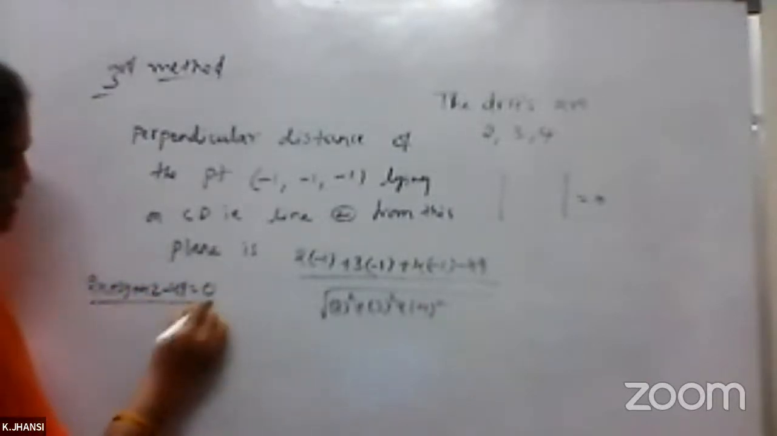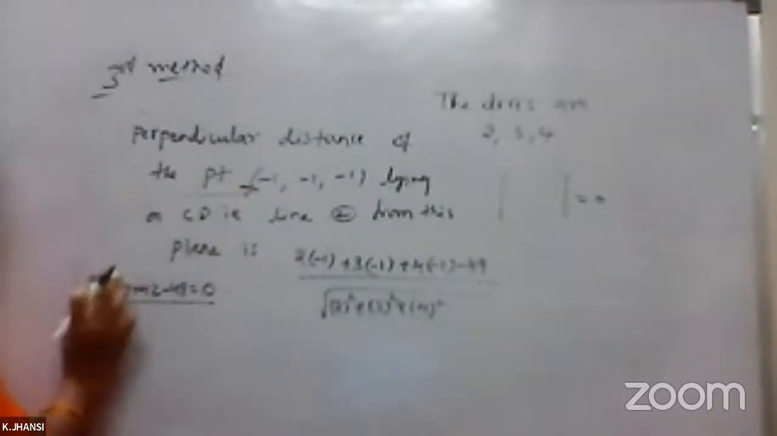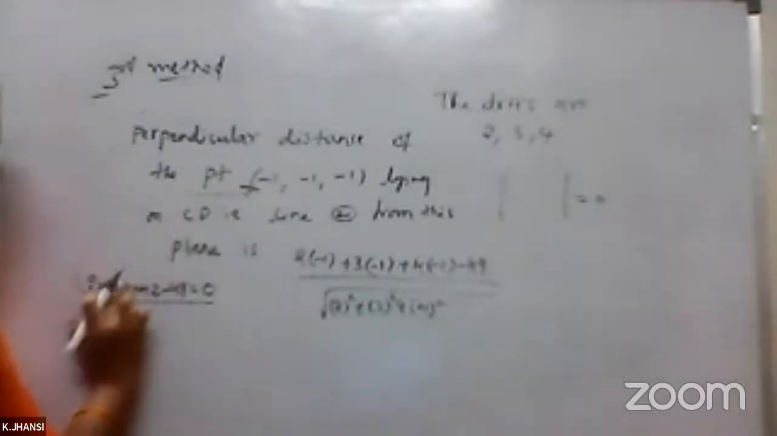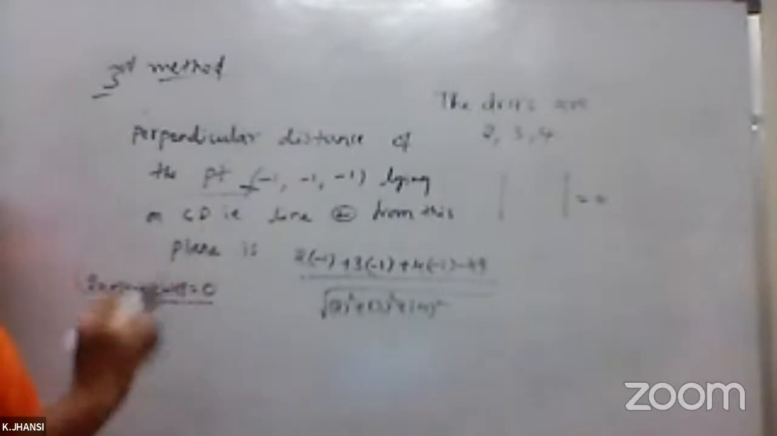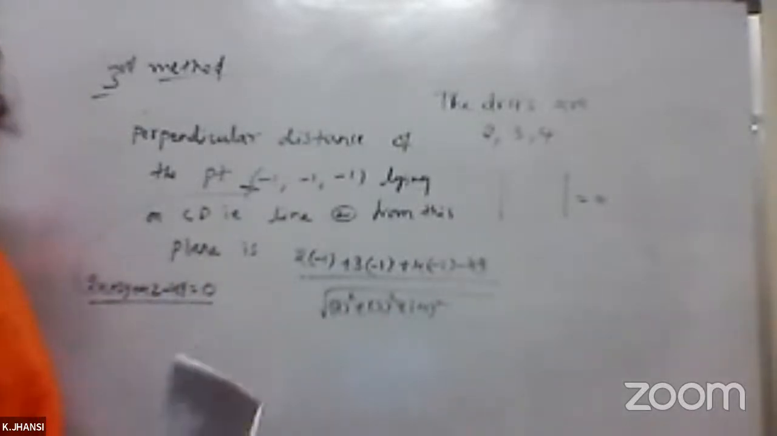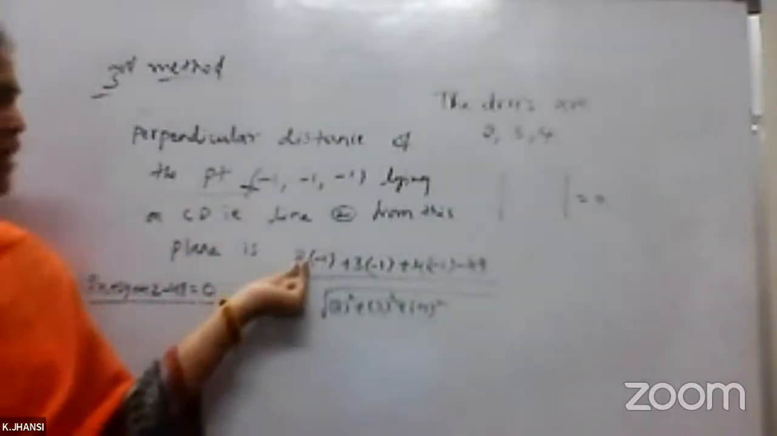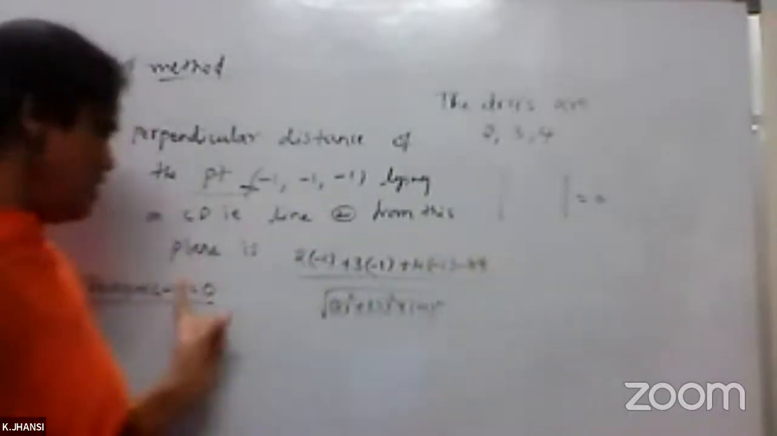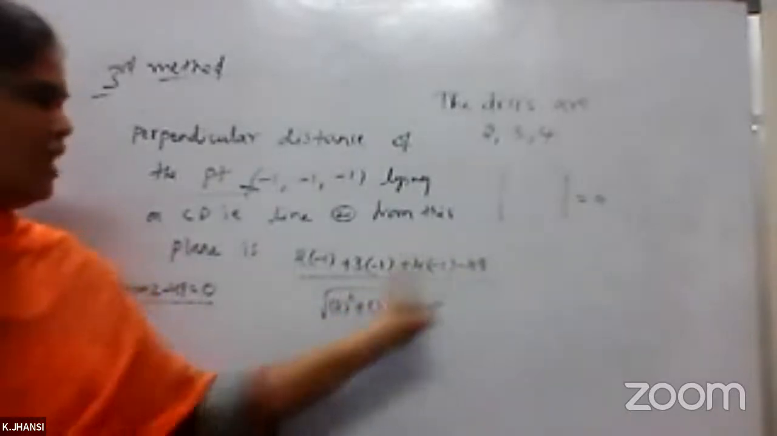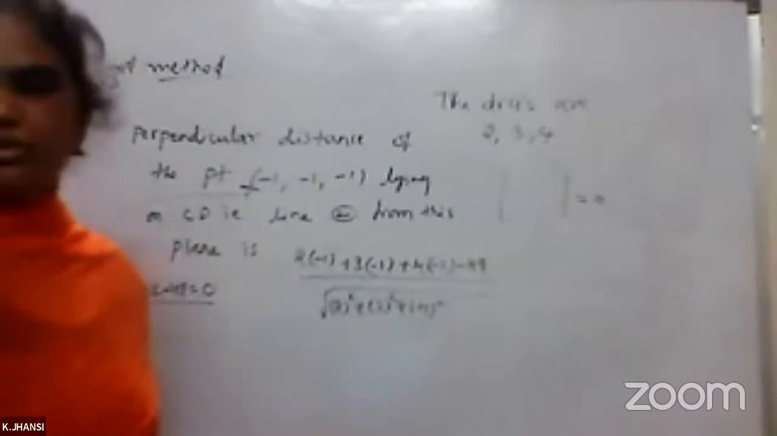Okay. So in this plane equation we are putting the point here. In place of x, y, z, we are substituting minus 1, minus 1, minus 1. This is the perpendicular distance formula we have seen in the second or third unit, I think. Okay. So there we have seen the plane equation: a into a dash plus b into b dash plus c into c dash minus d, whatever the d value is in the equation, that d value, under root of a square plus b square plus c square. Okay.